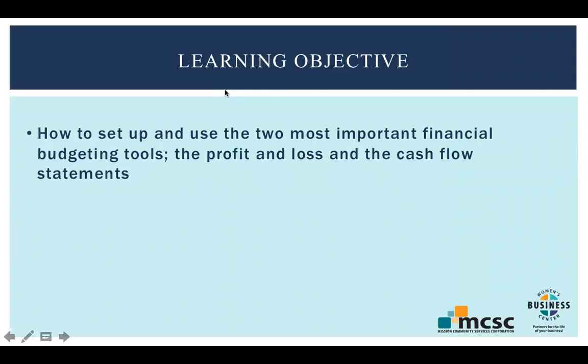So first, our learning objective. If you visited Mission Community's website, you saw this as our learning objective. It's very elementary, but it's very important. We want to help you learn how to set up and use two of the most important financial budgeting tools in business. Whether you're a small business or you grow to be a large business, all businesses can and should be using these two tools to run and manage their business. They're the profit and loss and cash flow statements. So that's the objective, is to help you understand what they are.